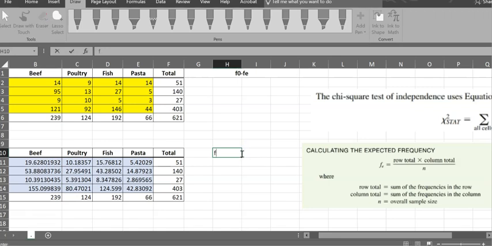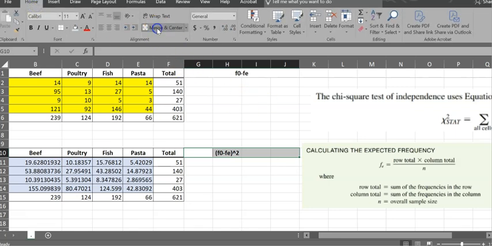We're going to do parentheses f0 minus fe, and we're going to square it. So here are going to be the squares of this. Let me put it together.